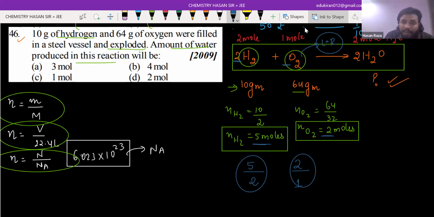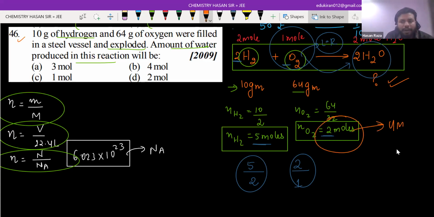And as you can see in the balanced chemical equation, 1 mole of O2 will give you 2 moles of H2O. 1 mole of O2 will give you 2 moles of H2O. So 2 moles of O2 will give you directly 4 moles of H2O. Can't I write?